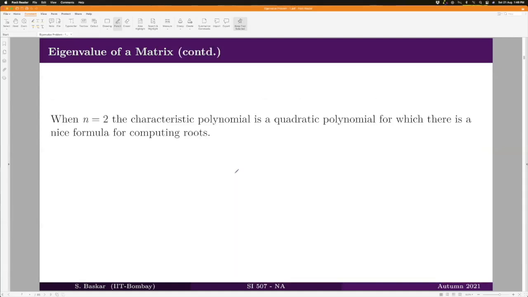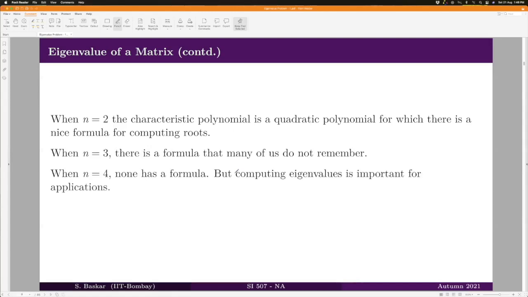Now, in all this, what we found is that to obtain the eigenvalues of a matrix, we have to solve this characteristic polynomial equation. If n is equal to 2, this equation is a quadratic polynomial equation, whose roots we know how to find because we have an explicit formula. If n is equal to 3, somehow we can manage to get the roots, but from n equal to 4 onwards, it is very difficult to find roots of these polynomials through a nice formula, right?